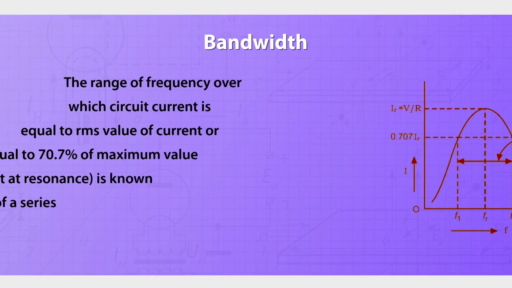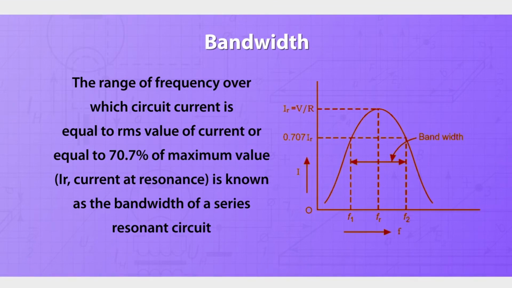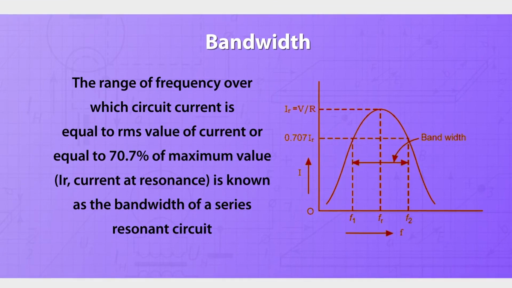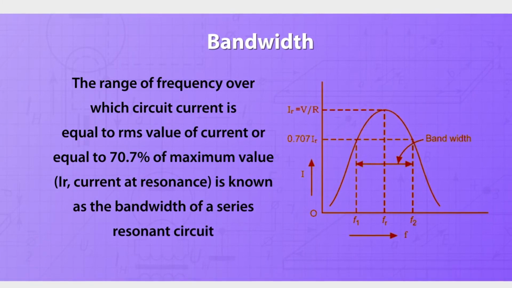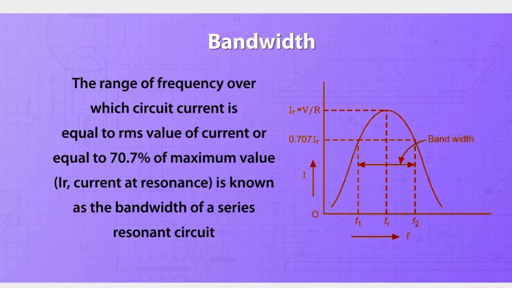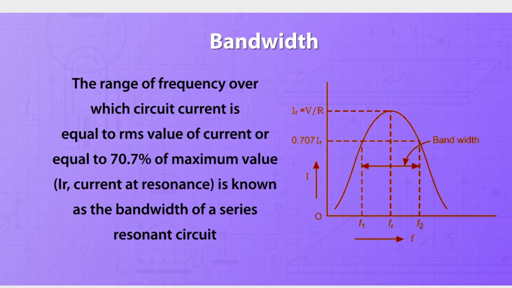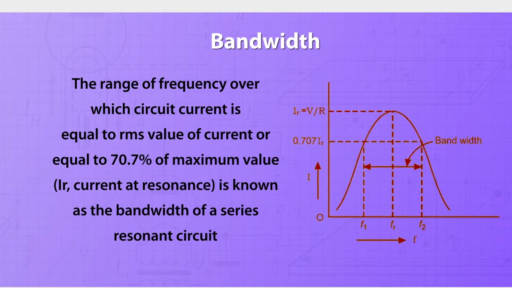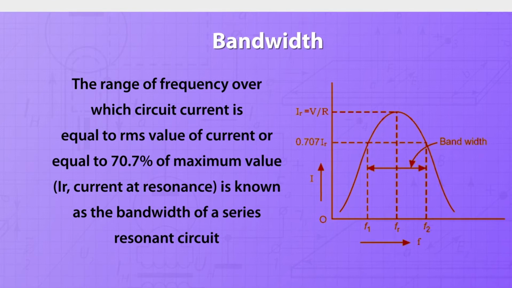Now we have to understand another term, called bandwidth. Here you can see in the graph, three frequencies have been shown, F1, FR and F2, and on the y-axis the variation of the current has been shown. At the peak, that means at the resonance frequency, the current IR is equal to V upon R, because the impedance of the circuit at resonance is equal to the resistance. So at that moment the current flowing through that series RLC circuit is equal to V upon R.